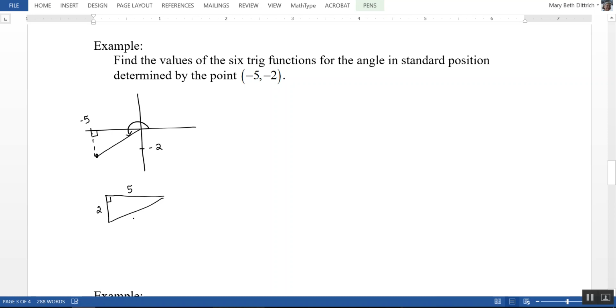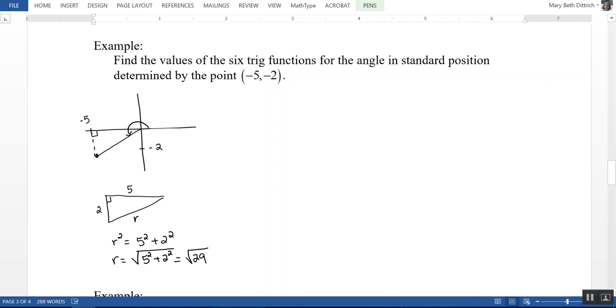And what I need to find is my hypotenuse, which is also going to be the radius. Maybe I'll call it r instead. The radius. And to do that, I'm just going to use the Pythagorean theorem. We could use the distance formula, but I think the Pythagorean theorem is a little bit easier. So r squared is equal to 5 squared plus 2 squared, or r is equal to the square root of 5 squared plus 2 squared. 5 squared plus 2 squared is 29, so my radius is going to be the square root of 29, and I'm going to leave it that way because I want the exact values.